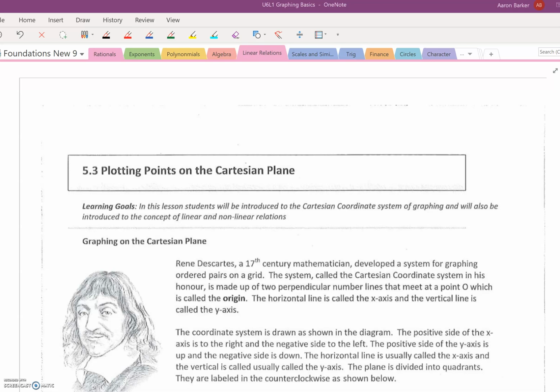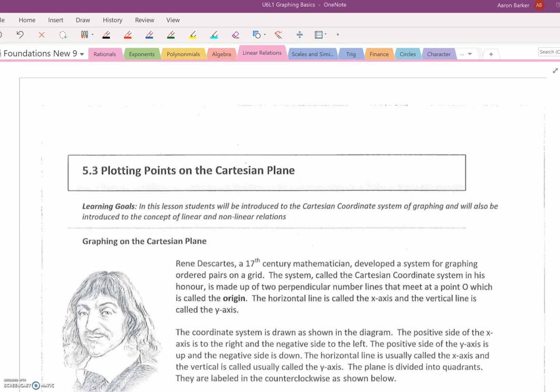Hey class, welcome to our last unit. Our last unit is graphing. We'll be focusing on graphing. To begin with, we'll be talking about plotting points today, and then we're going to move into table of values, filling in table values, and then lastly, we'll be looking at graphing lines coming up tomorrow.